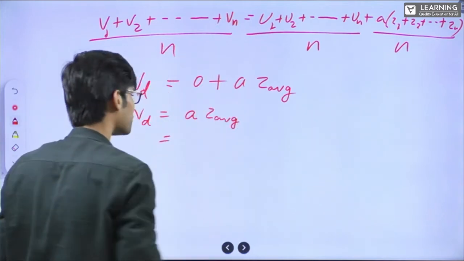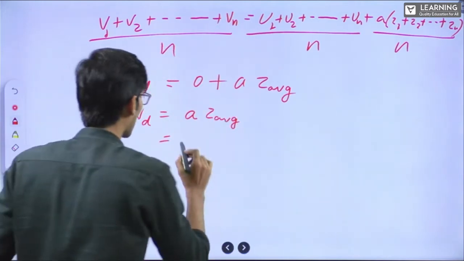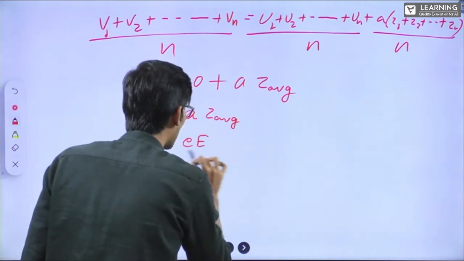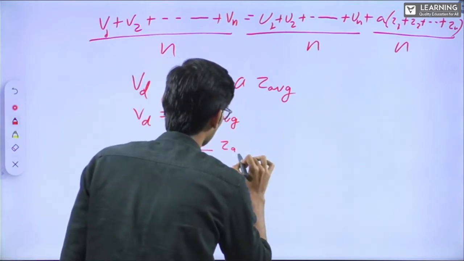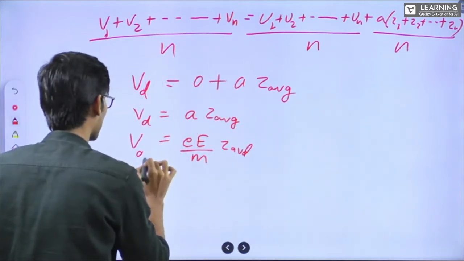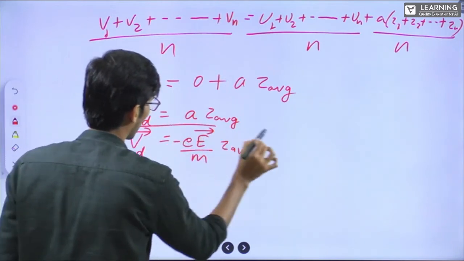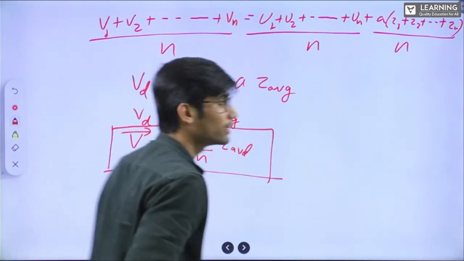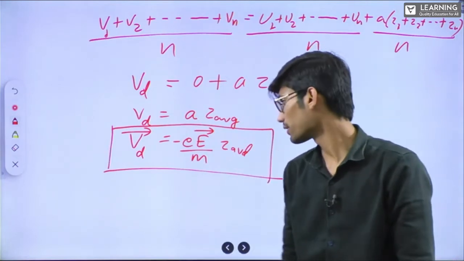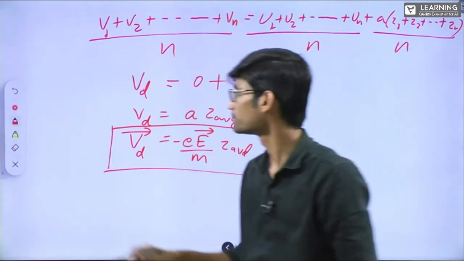What is A? E by m tau average. If you want to write in a vector form, you can put a minus sign here. Vd vector is equal to minus E vector divided by m tau average.